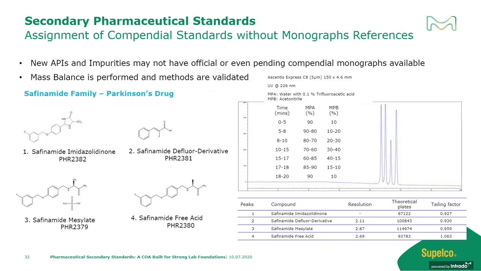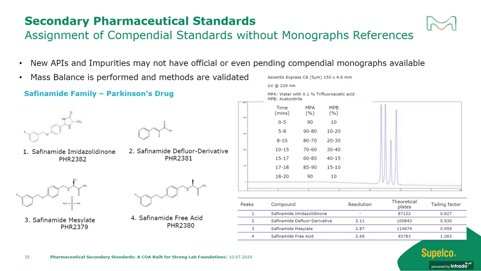Also, it can be the case where no compendial monograph, even in a pending form, or compendial standards are available. So this is the case for recently released safinamide mesylate, which is a Parkinson's drug. So a new method was developed and validated to show selectivity between the mesylate and 3 of its related compounds listed here. As always, the method information is printed on the C of A so the end user can see what method was used to determine the total chromatographic impurities.